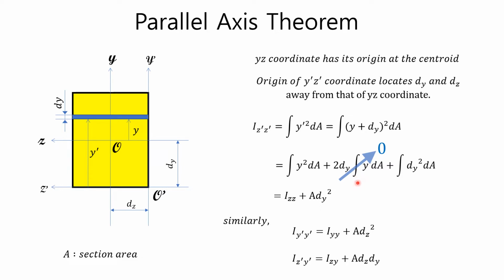Consequently, we end up with this equation, which tells us the second moment of area in an arbitrary axis can be expressed as the sum of the second moment of area at the centroid and the area multiplied by the distance squared from the relevant axis. Similarly, we can derive the equation for the other axis and also for the product moment of area.